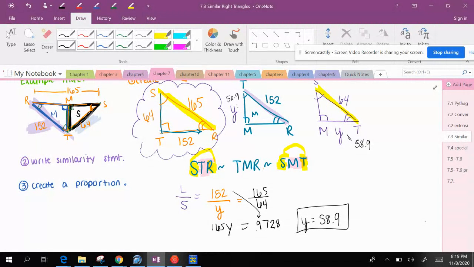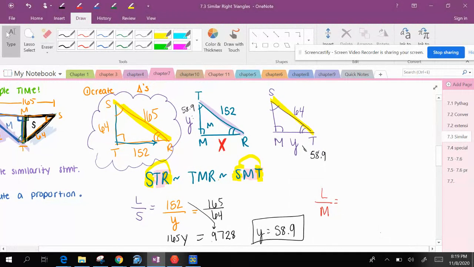All right, I'm going to throw in another variable. I want you to find the value of x. Set up your proportion, compare it to your large triangle, and find the value of x.